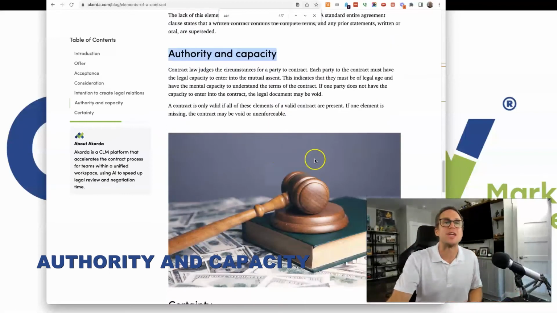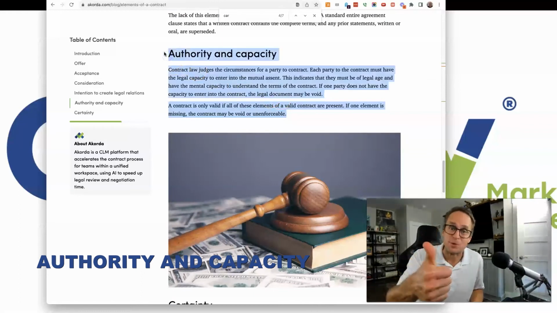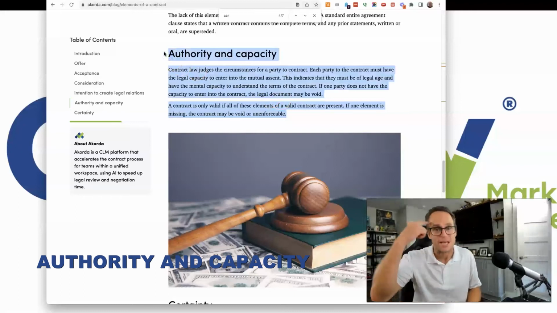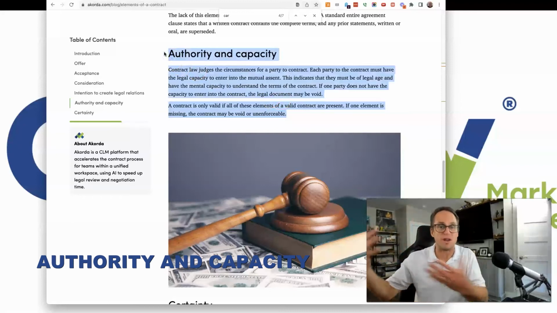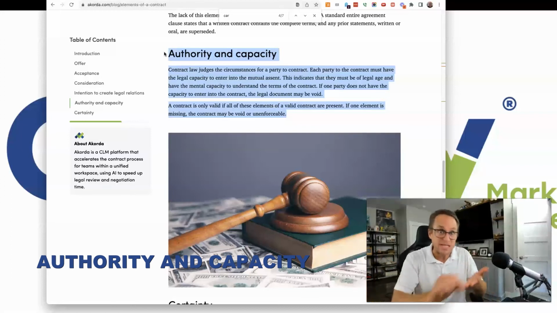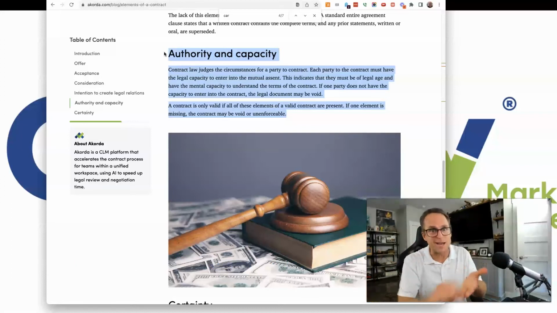Authority and capacity: basically, number one, they are able to enter into it. They're over 18, or whatever the minimum age is. They're mentally competent, and they have authority over whatever property they're representing. You don't want to have a renter sign a contract, always important.